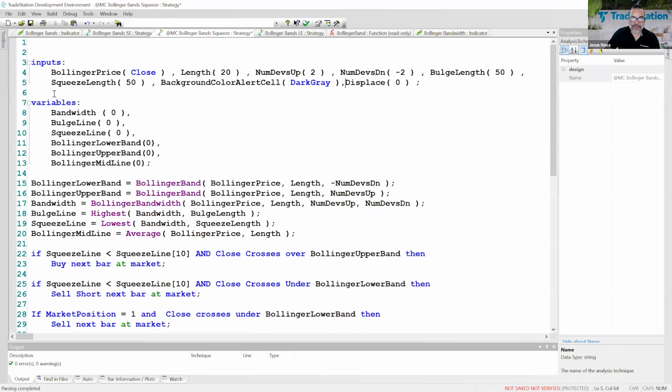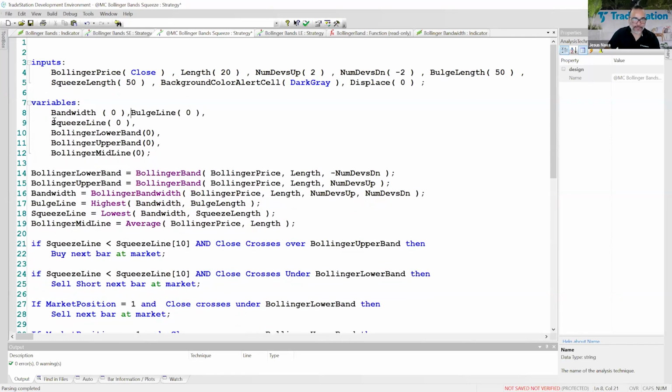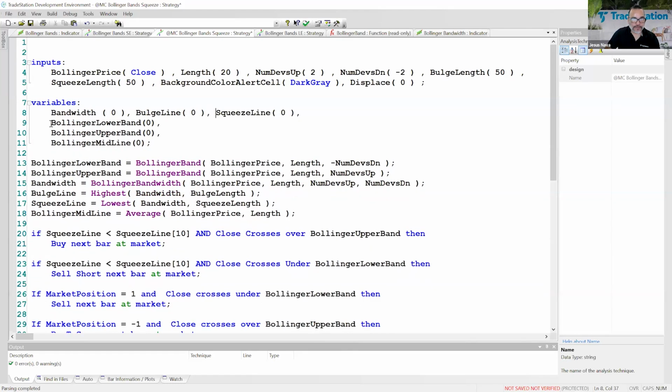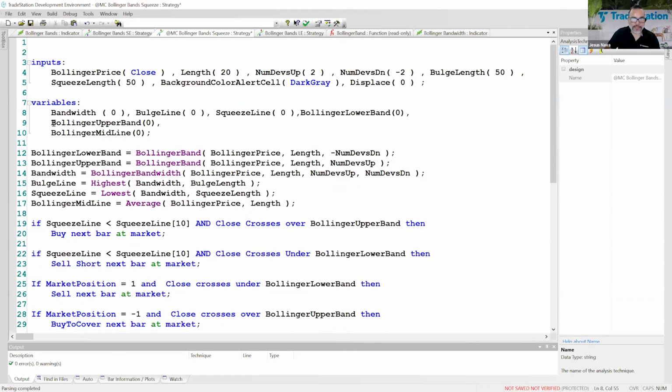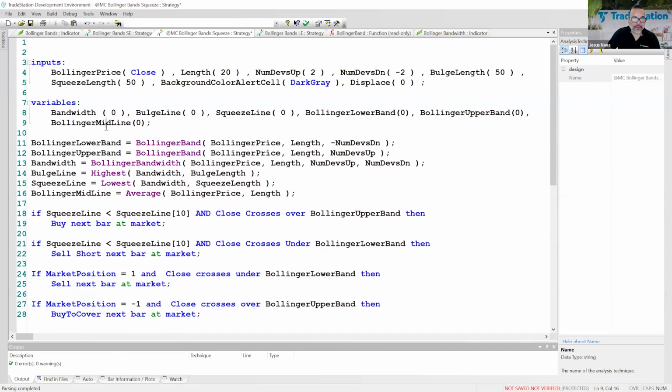Okay, so these are my inputs. I have my variables. I needed the Bollinger Band calculation, so I had to bring those back into the code. And we have the midline right there. We have all the variables calculated. Notice that we are calculating the lower band and the upper band. I think my error was somewhere here where I copied and pasted pieces from indicators and brought them over here into the strategy. I am calculating the bandwidth so that we can identify the squeeze level.